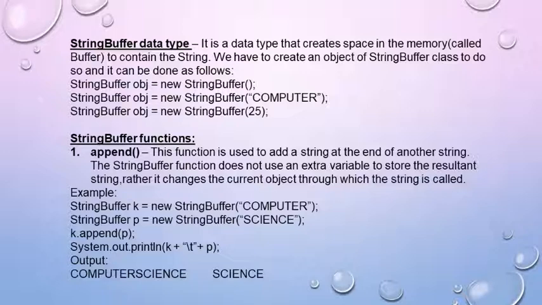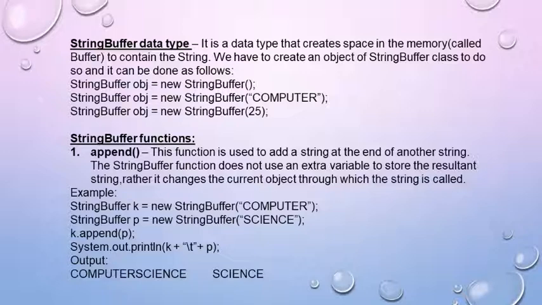Now the next statement is StringBuffer obj equals new StringBuffer("computer"). In the memory which is allocated, we are assigning the string value computer here. The third method is StringBuffer obj equals new StringBuffer(25). So what will this do? This will allocate 25 spaces of memory. 25 will be the maximum number of characters which can be stored in the object obj of StringBuffer type.